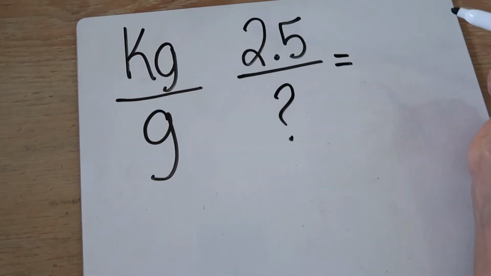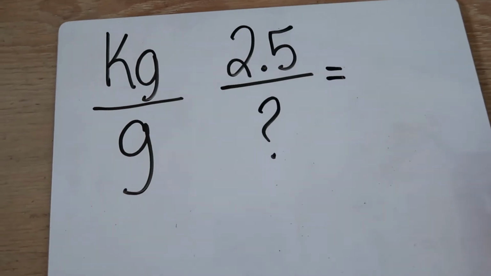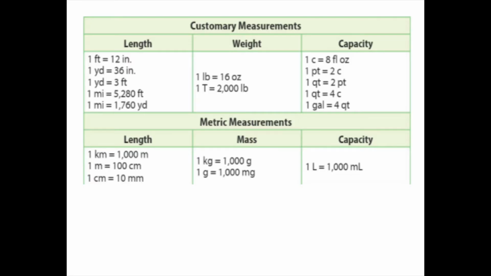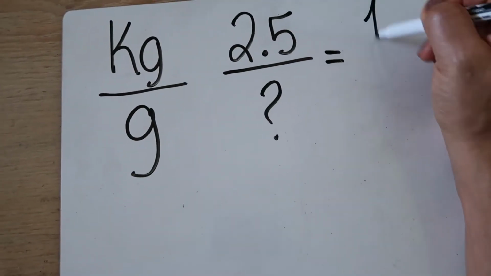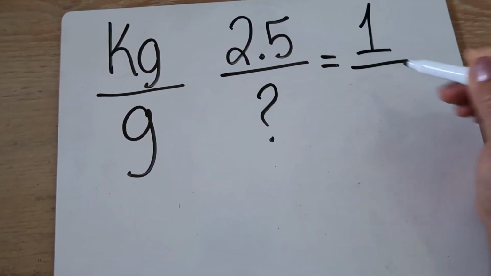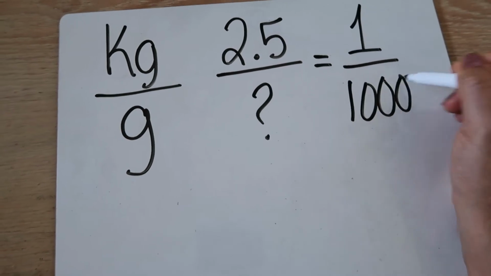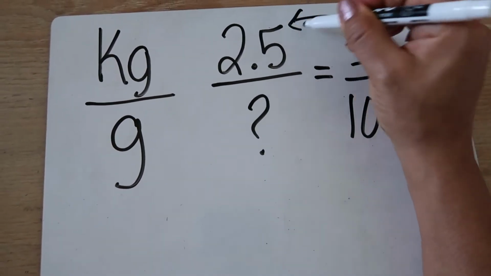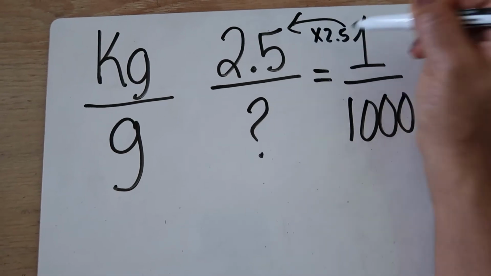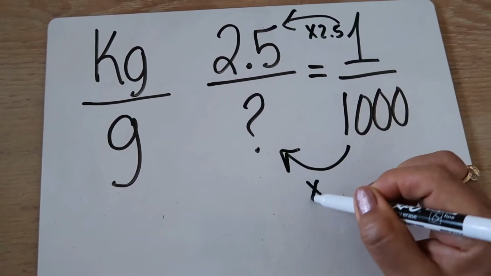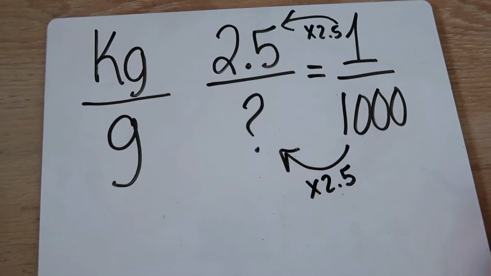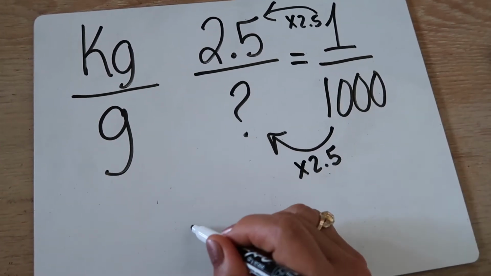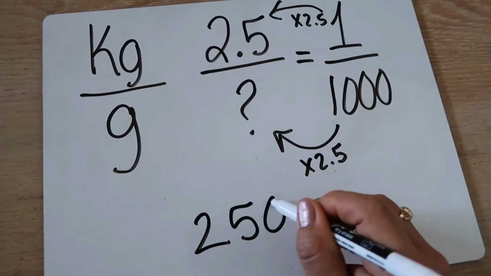Well, we have to look in our chart, and under mass, you can see that 1 kilogram equals 1,000 grams. So let's write it down. 1 kilogram in the numerator equals 1,000 grams in the denominator. Well, 1 times 2.5 is 2.5, so that's our factor. 1,000 times 2.5 will give us 2,500.